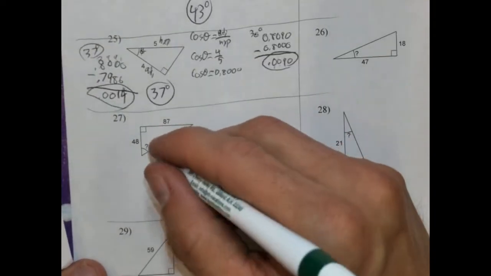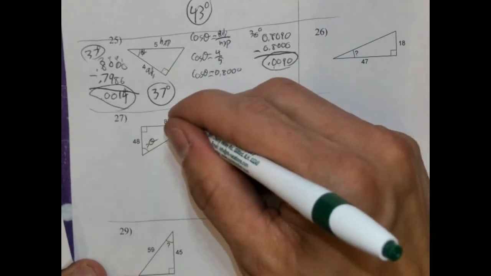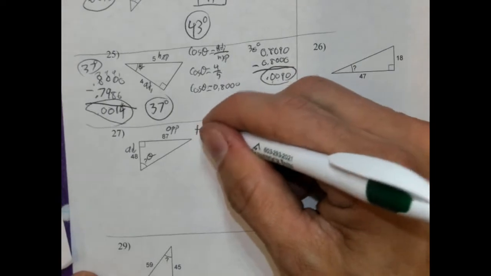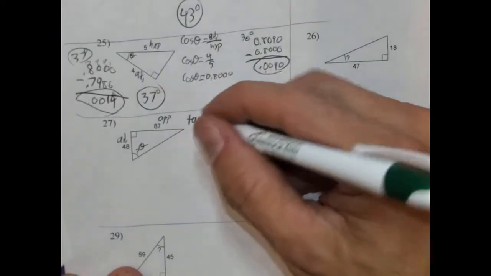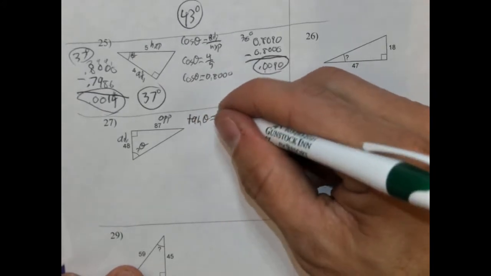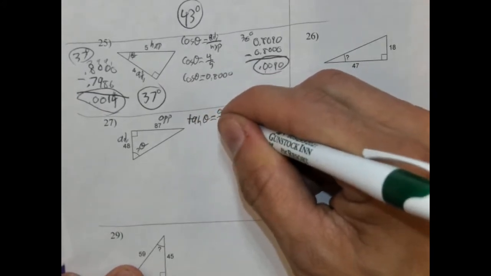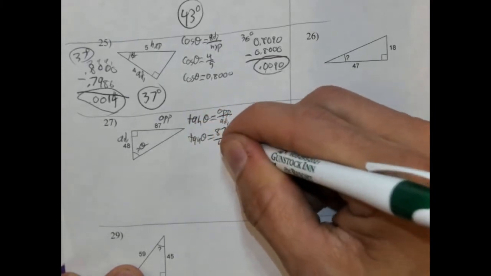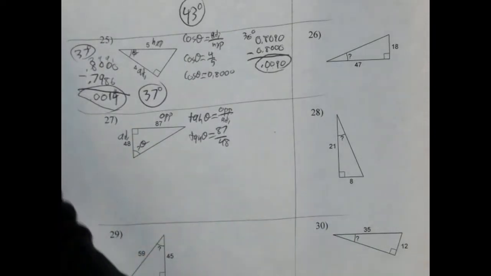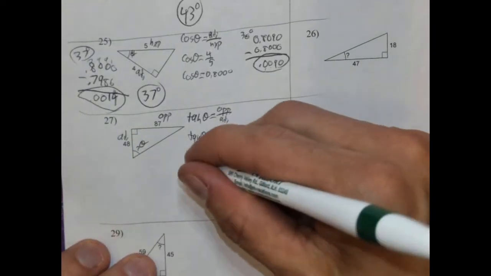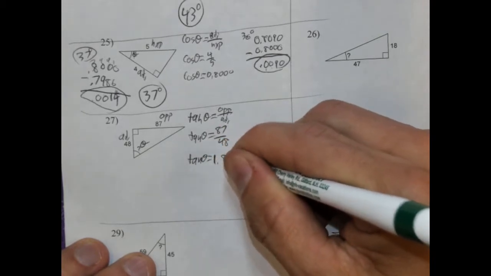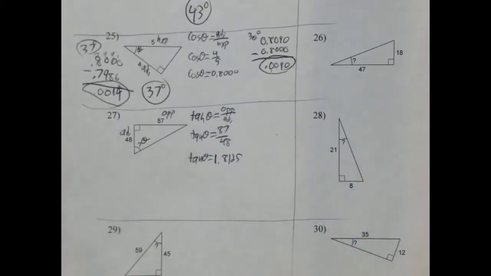Let's try 27. So theta here is our opposite, and this is our adjacent. So opposite and adjacent is a tangent function. As you remember, tangent is opposite over adjacent. So tangent of theta is going to be opposite over adjacent, in this case 87 over 48. We're going to divide that off screen, so 87 divided by 48, and tangent of theta equals 1.8125.